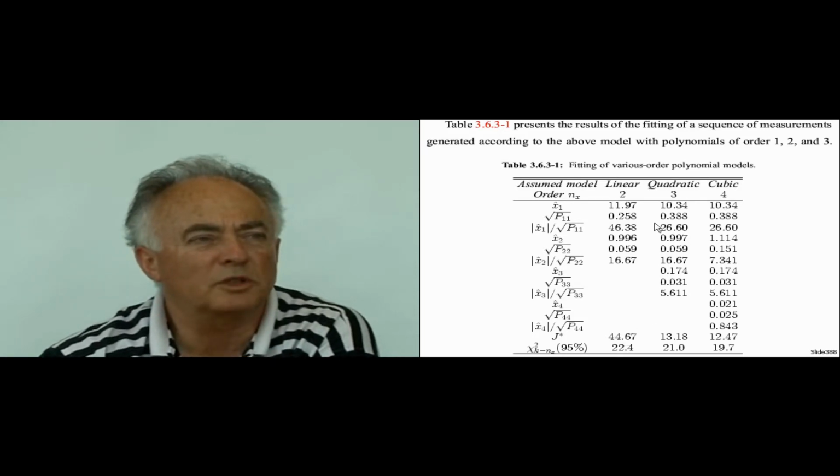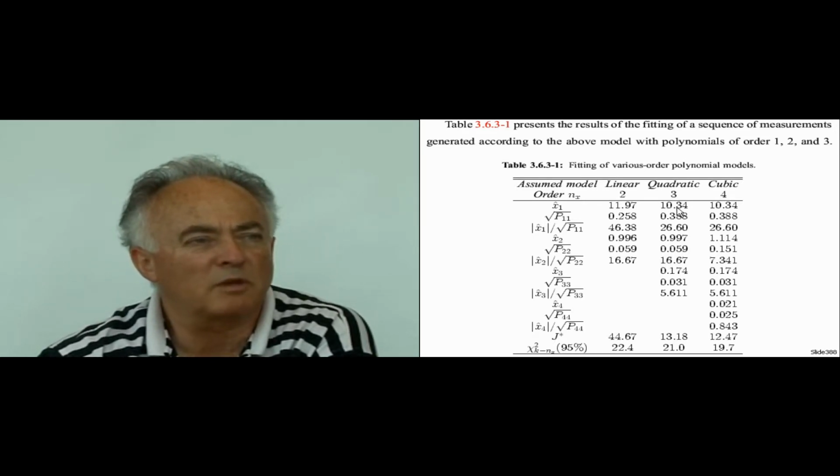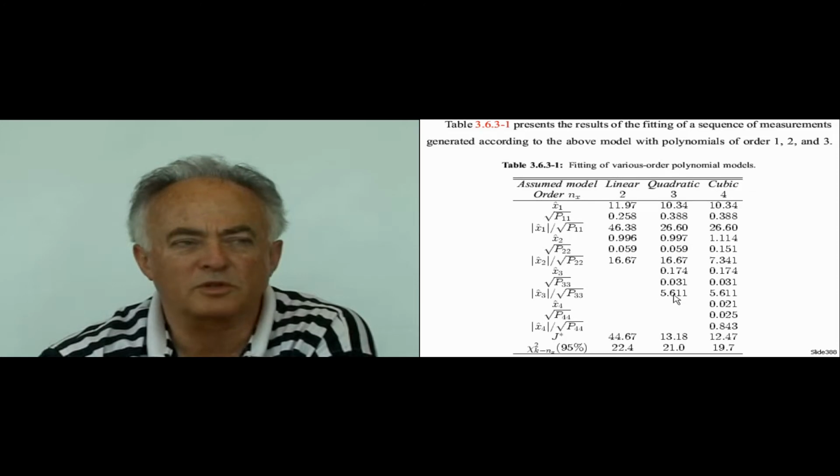Next one, we go to quadratic. Now we have 3 parameters. Again, for the first parameter, 10 divided by 0.4 or so is 26 something. Yes, significant. Second parameter, around 1 divided by 0.06, significant, 16. Third parameter, estimated value 0.174, standard deviation 0.03, significance ratio 5.6. All of these are significant.